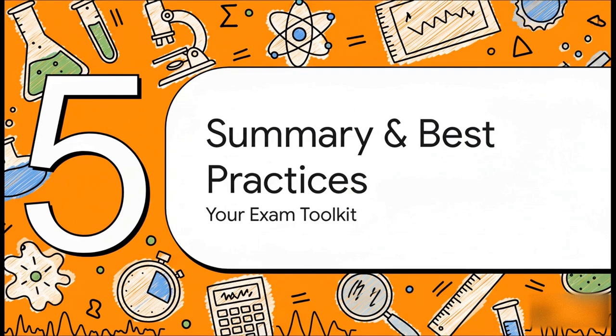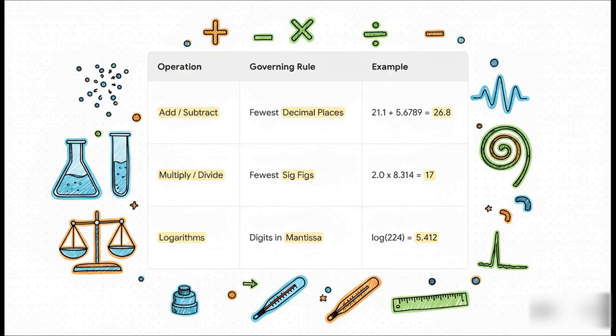Okay, let's bring this all home in our last section with a solid summary and some best practices. Think of this as your exam toolkit, everything you need to nail this stuff. This table is your cheat sheet. Seriously, memorize it. Addition and subtraction, it's all about the fewest decimal places. Multiplication and division, you're hunting for the fewest total significant figures. And for logarithms, the sig figs in the number become the digits in the mantissa.